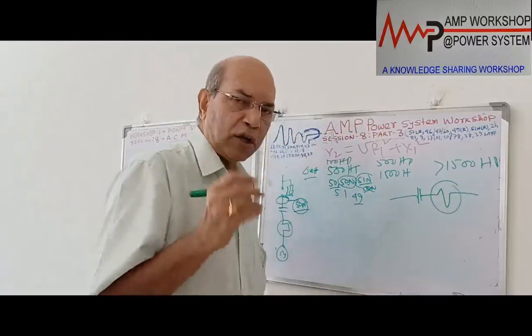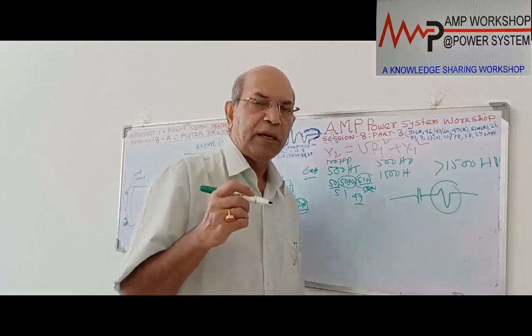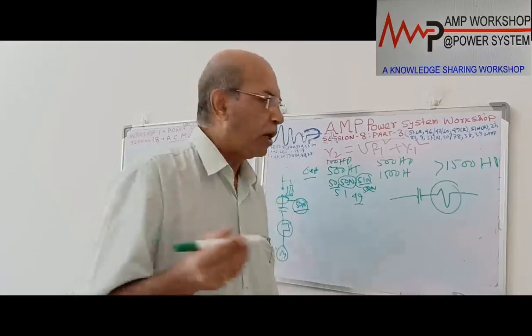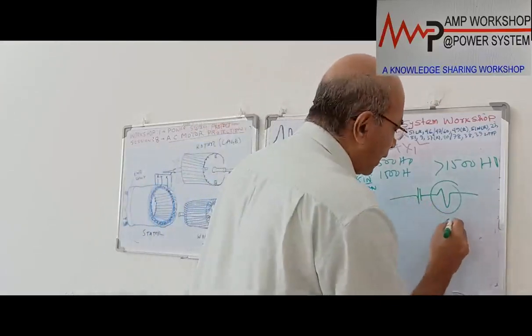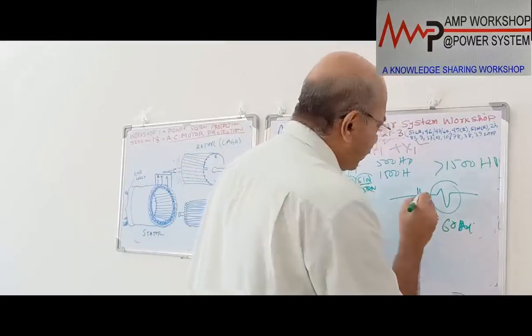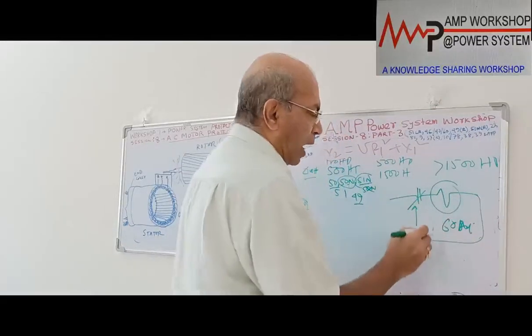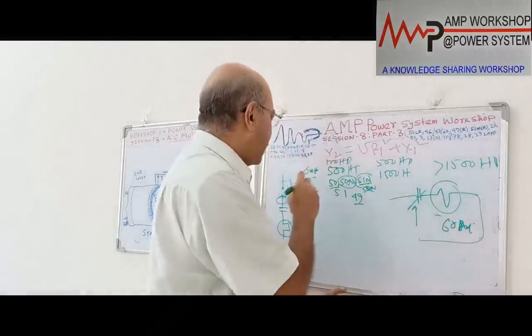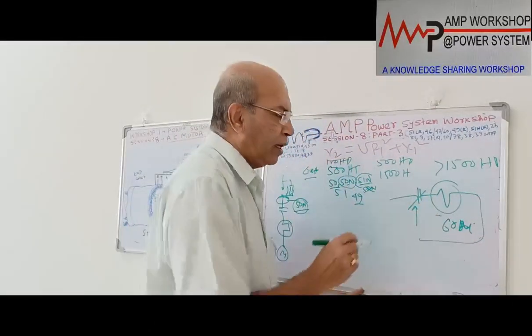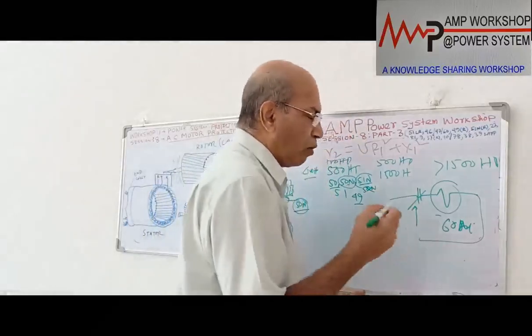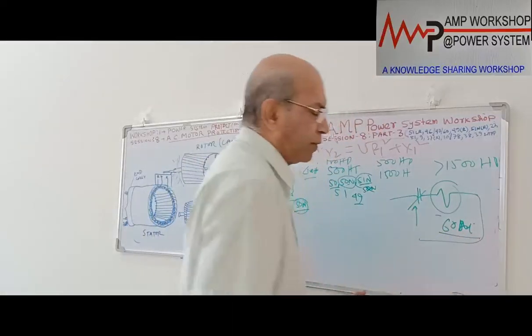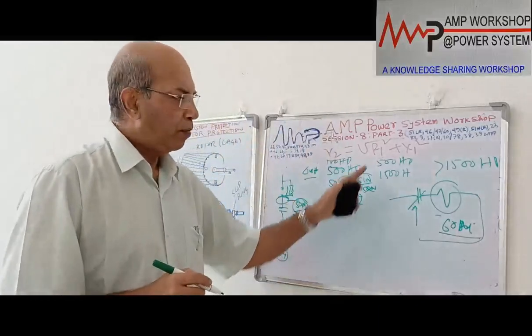Suppose it is a hot condition, one start is given, then the second start will be given after 1 hour. So this timer will be set at 60 minutes. Once this start command is given, this timer will pick up, and then this timer contact will be connected in the contactor or breaker closing circuit. So the breaker or contactor will not close till the time has elapsed. This way we can protect from the repetitive start.